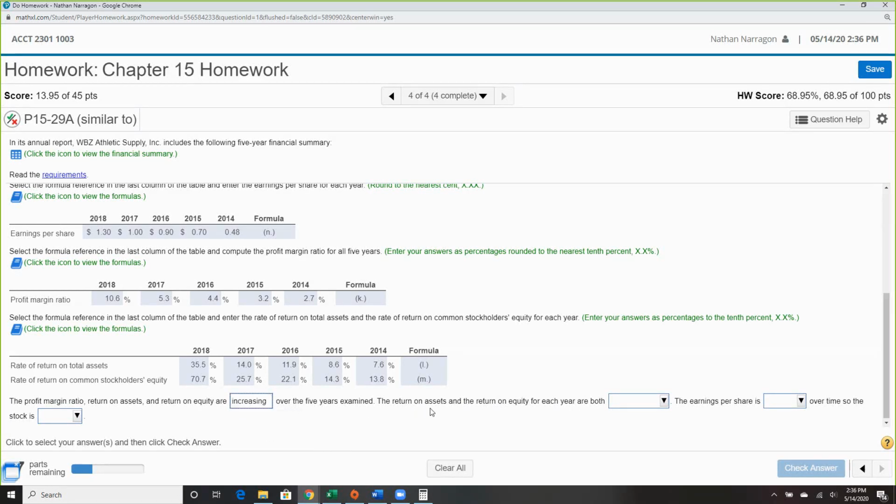Okay? The return on assets and return on equity for each year are both very respectable. I'll tell you, put it that way. If it was problematic, that would probably mean that they've been decreasing. Doesn't look good. This looks good, especially 2018. Okay, the earnings per share is increasing over time, so the stock is attractive.